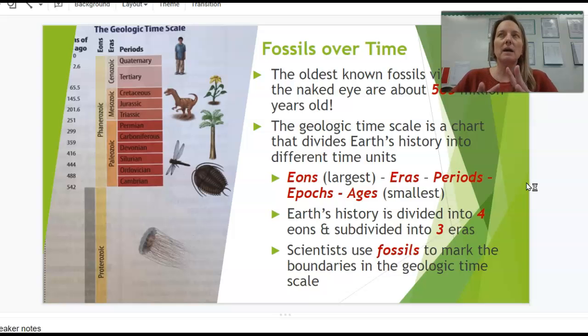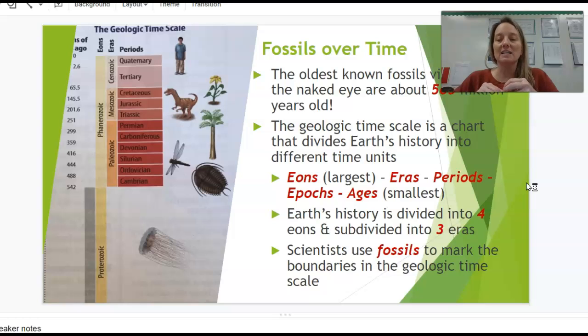Think about how we've got years, months, weeks, days, hours, minutes, seconds. Well, that's kind of the same concept, how we divide Earth's history. We've got eons, which are largest, eras, periods, epochs, ages.